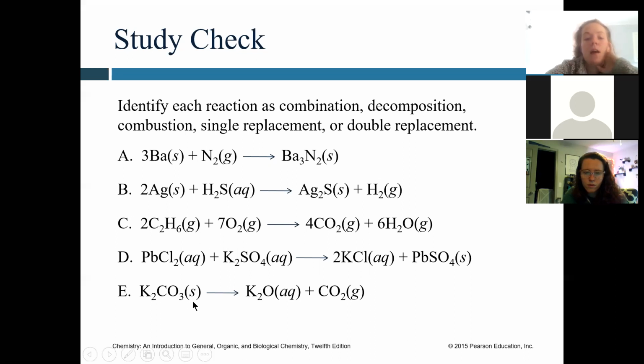Okay, first one, definitely combination. Second one, we're booting hydrogen. So this would be a single displacement or replacement. Here we've got a hydrocarbon of some kind mixing with oxygen to produce CO2 and H2O. That's our classic combustion. Metal, non-metal, metal, non-metal, and we flip-flop. So this is a double. And then this thing is decomposition. We had a unit and now we've broken into two.